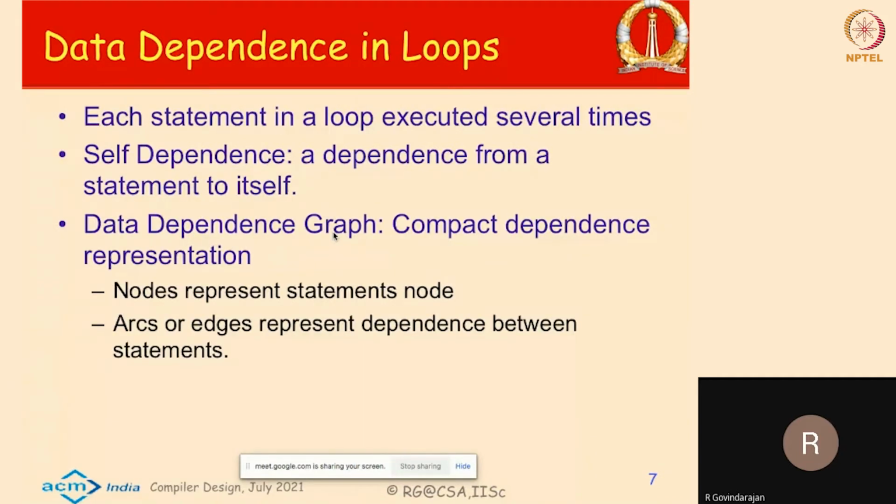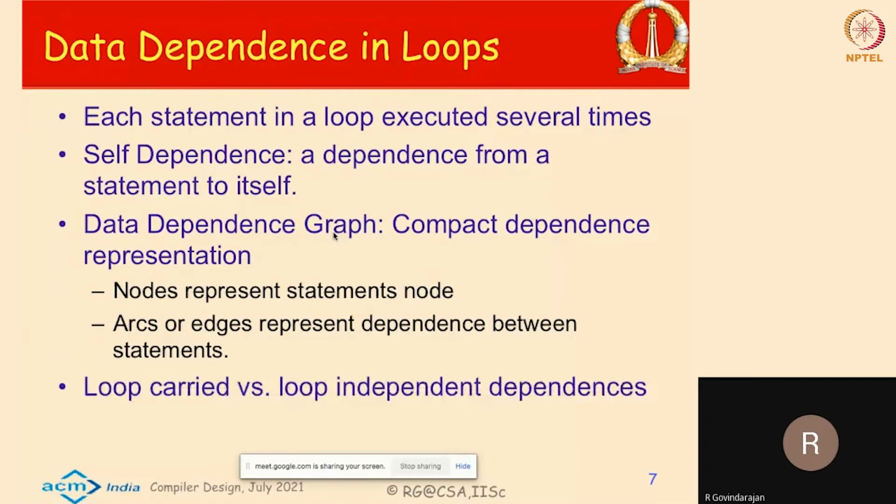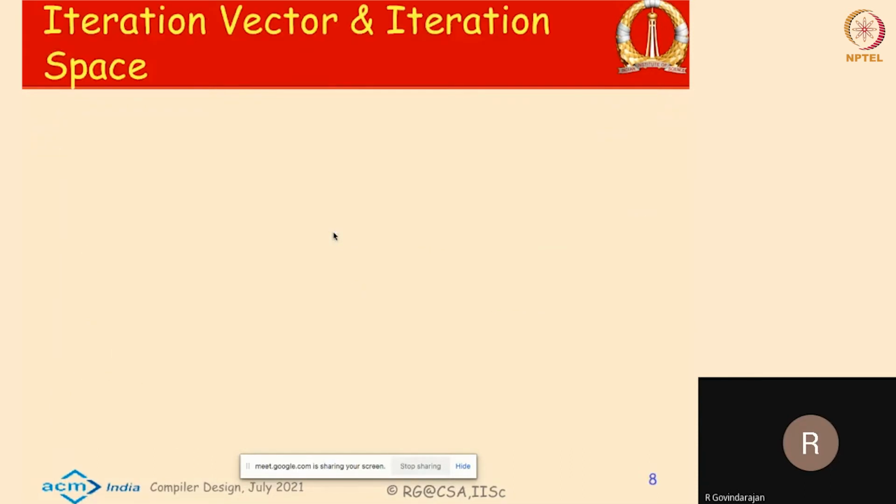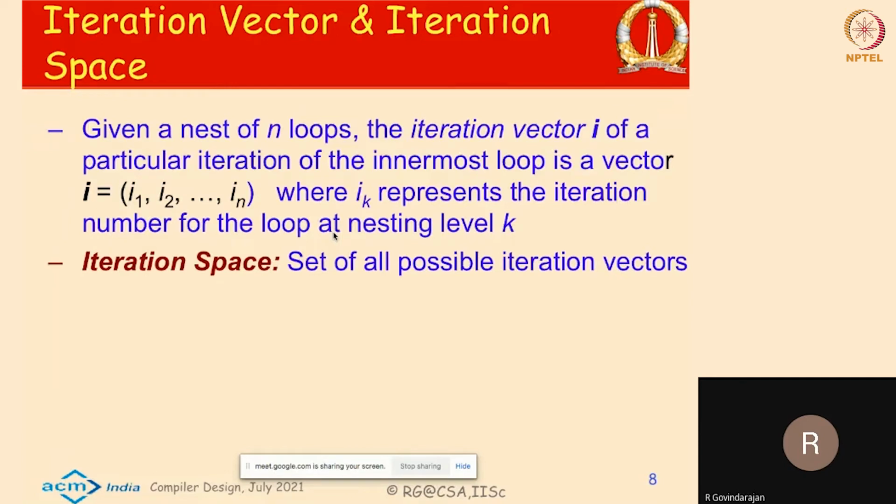And the data dependence can again be represented by means of a dependence graph, where the nodes represent the statements and the arcs represent the dependencies between them. And we will now also talk about whether these arcs talk about loop carried dependencies or loop independent dependencies. I will give you examples of that, and we will also talk about what is called lexically forward and lexically backward dependence.